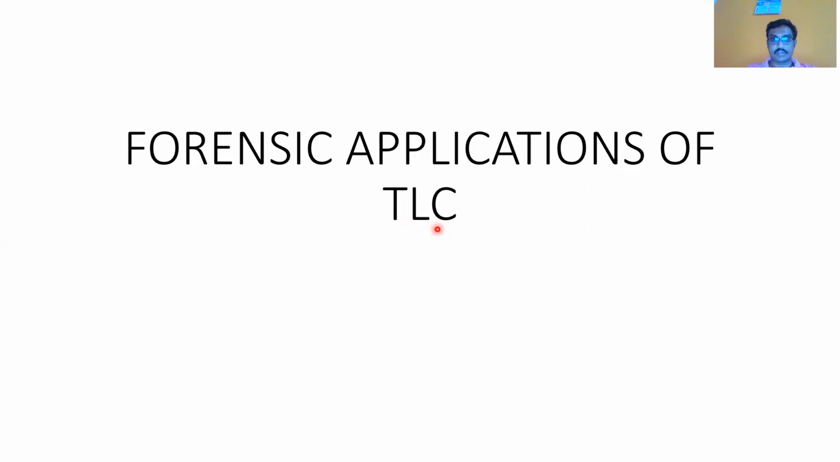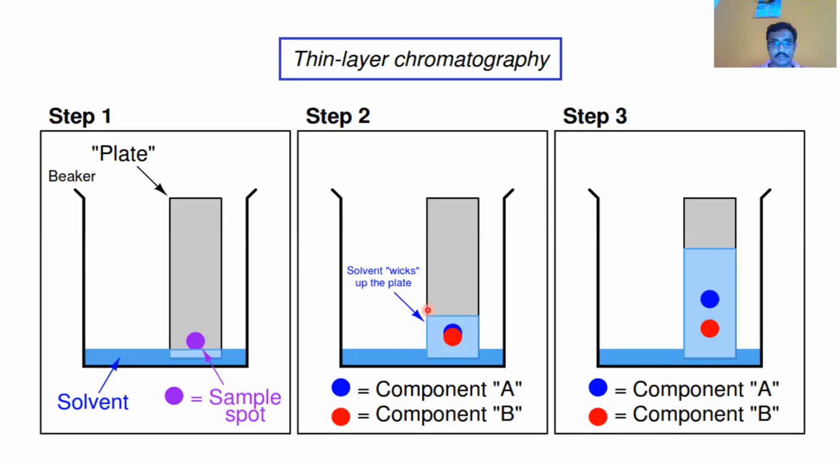Then we started off learning thin layer chromatography. We understood that it is one of the simplest, most common chromatography techniques in all laboratories, specifically forensic laboratories also. So it has a lot of forensic application in the field of forensic science, especially in the toxicology laboratory. So we'll just start off with how we use thin layer chromatography in forensic science.